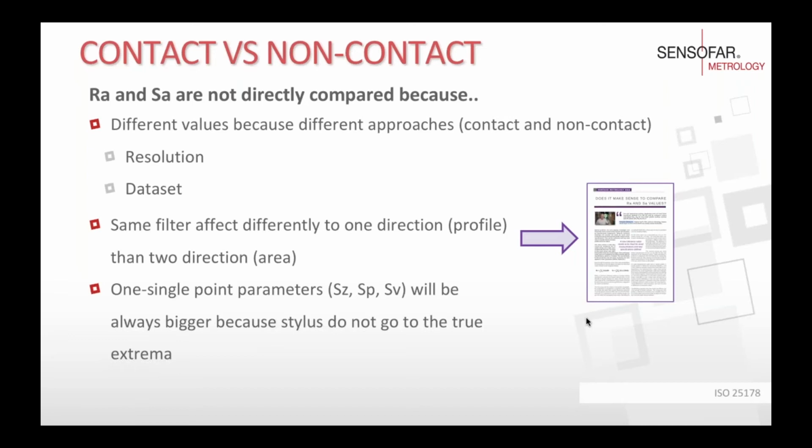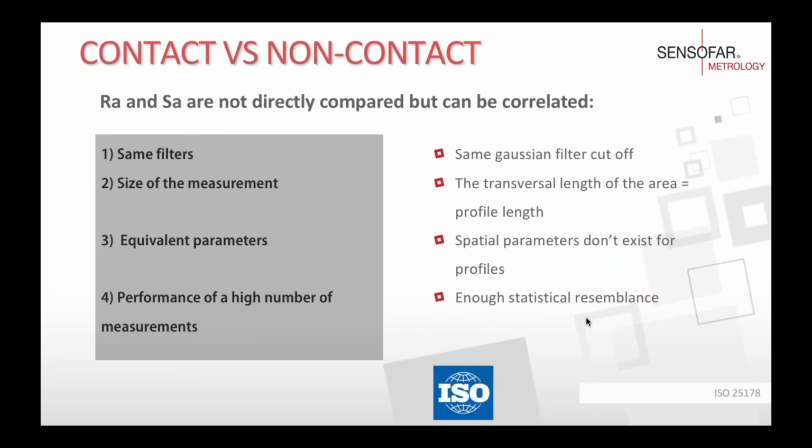And also, for example, taking into consideration single point parameters, we will always find those bigger in areal measurements because the stylus is not going to be able to reach the deepest valleys in the surface. But while they cannot be directly compared, they can be correlated. Actually, the ISO gives us some different guidelines in order to do this correlation.